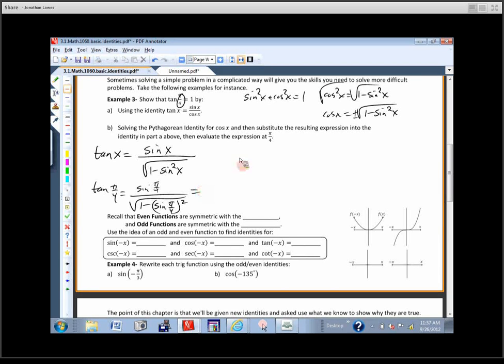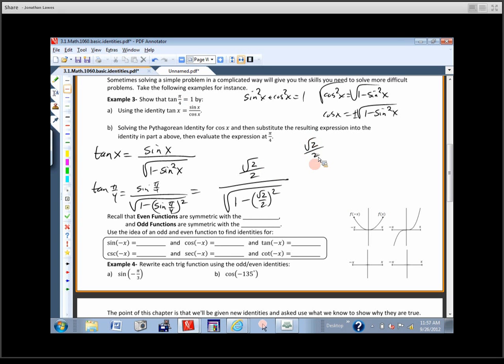Okay, so here's what I get. Square root of 2 over 2 over square root, and this is going to look ugly for a second, 1 minus square root of 2 over 2 squared. Now stop and think for just a minute. We already know what the answer should be. The answer had better work out to be 1. Doesn't really look like a 1 right now, does it? But let's check and see.